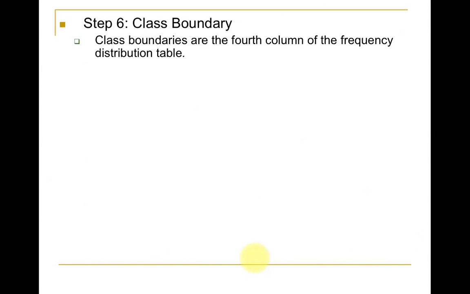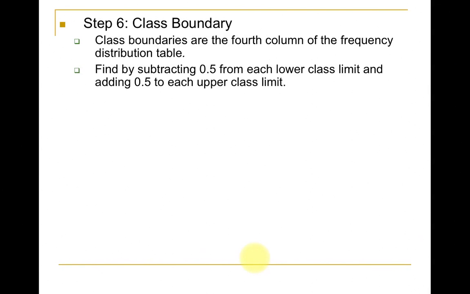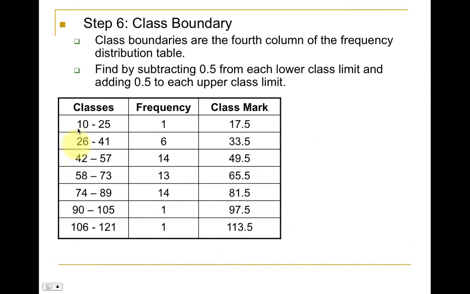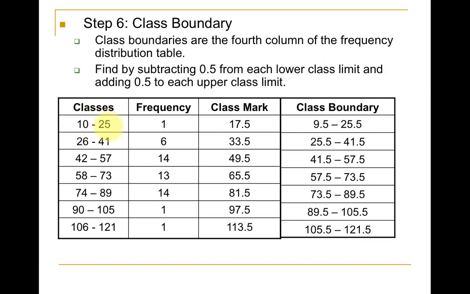Okay, class boundaries become the fourth column of the frequency distribution table. And all we do with class boundaries is we look at the class for the row, and then we subtract 0.5 from each lower class limit, and we add 0.5 to each upper class limit. So, for example, for the very first row, the first class, we take the 10 and we subtract 0.5, and we take 25 and we add 0.5. So our class boundary becomes 9.5 to 25.5.